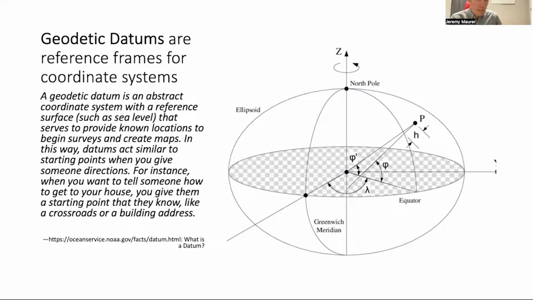In this video we're going to talk a little bit more about reference frames, geodetic datums, and coordinate systems. A geodetic datum is an abstract coordinate system with a reference surface. These geodetic datums and reference frames function as a coordinate system that we can use to relate things to where they are, to each other.